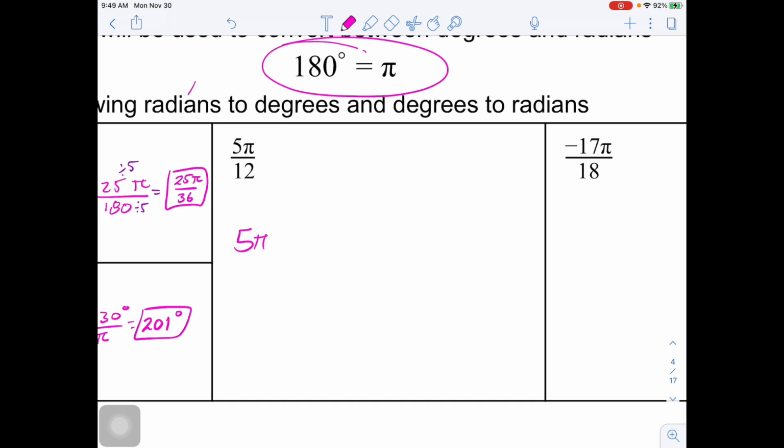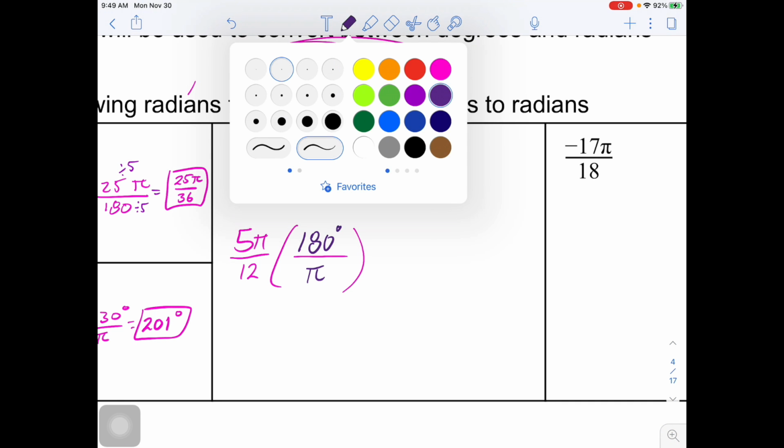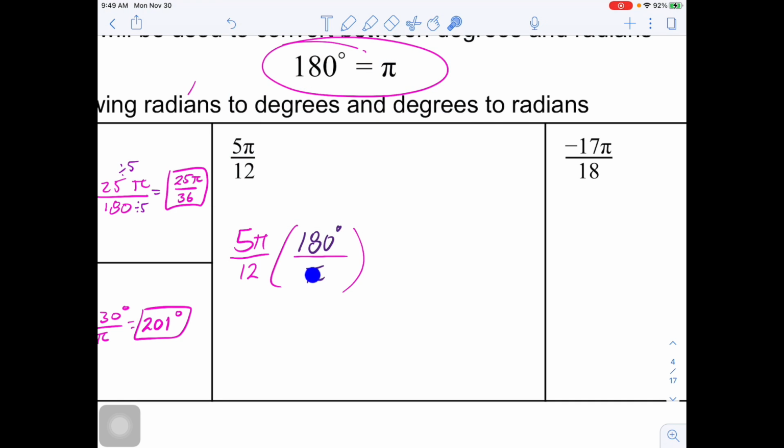I'll have 5 pi over 12, and I'm going to multiply that by that conversion factor. And again, I want it to get the units of degrees. So I'm going to put my degrees on top, and I'm going to try and cancel out my radians. And this is going to work fairly nicely because I get pi over pi, so these guys cancel out.